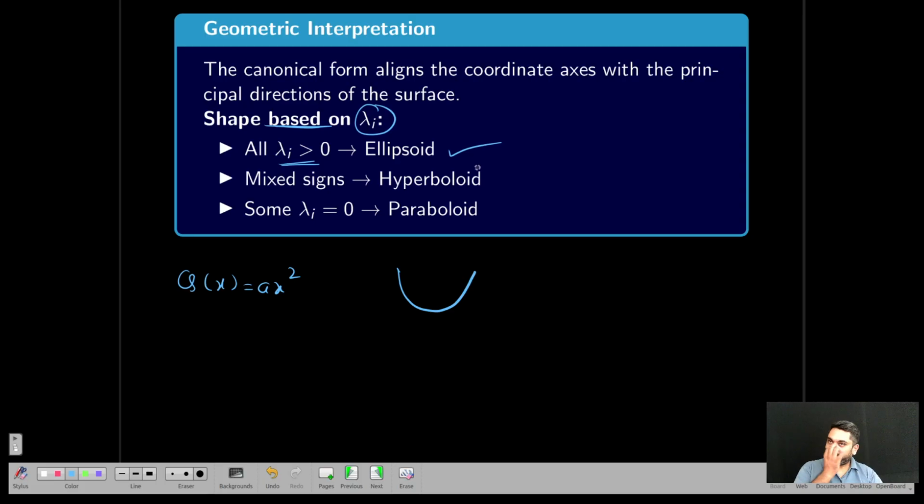You can refer to Google or the internet to check how they look. Ellipsoid. Mixed signs means it's a hyperboloid. If it is 0, then it is a paraboloid. A paraboloid looks like a parabola, a hyperboloid looks like a hyperbola, and an ellipsoid looks like something like this curve. I'm not drawing a complete ellipse, it's some kind of curve. This helps us in the optimization of many algorithms.